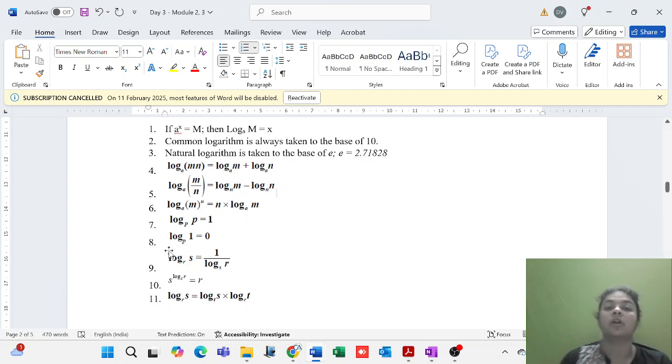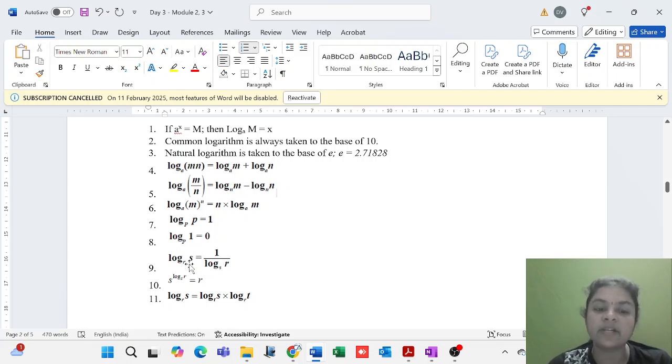Next rule, log 1. Whatever the base is, log 1 is always 0 because anything to the power 0 is 1. This is the inverse version of that. Log 1 will always be 0 irrespective of the base.